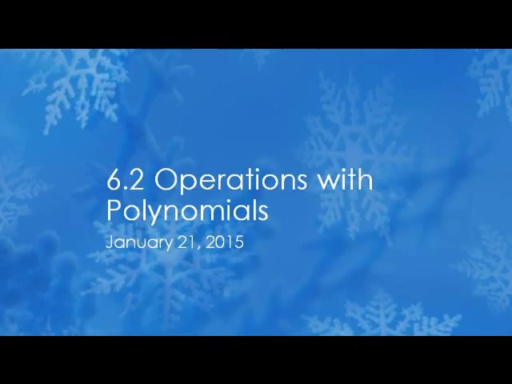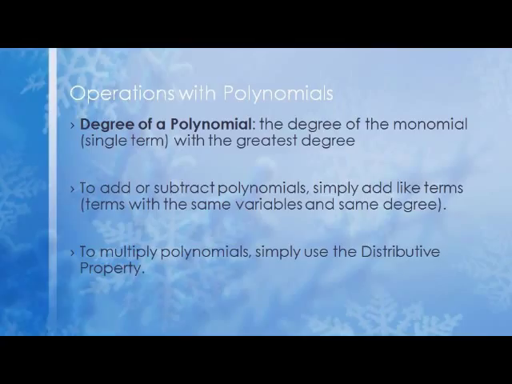So first, we're going to talk about what is the degree of a polynomial. If you recall, the degree of a polynomial is just the degree of the monomial, which is a single term, with the greatest degree. And the degree that we're talking about is the combination of those exponents. So if you take all of the exponents in a particular term and add them up, that's the degree. And we look at all of the degrees of all of the terms, and we take the one that has the largest degree. To add or subtract polynomials, we just add like terms. And to multiply polynomials, we're going to use the distributive property. So we're going to re-talk about the distributive property today.